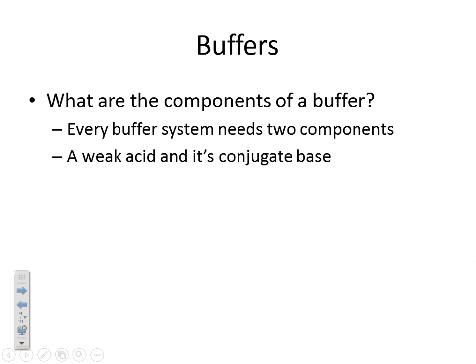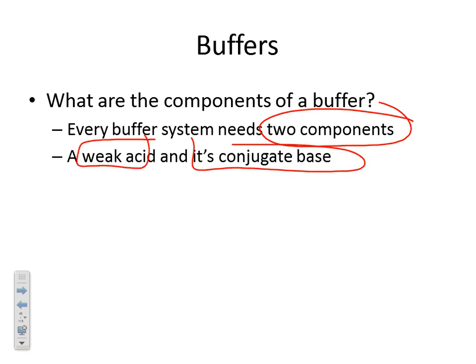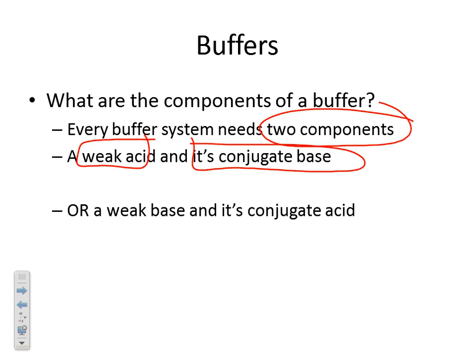What are the components of a buffer? Basically, what do you need to have a buffer system? And there are two components. Every buffer needs two things, it always has to be two things. A buffer needs a weak acid and its conjugate base. You could also have a weak base and its conjugate acid. That works too. That makes a buffer.